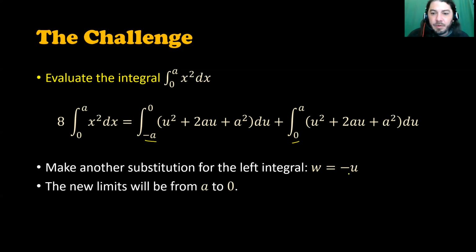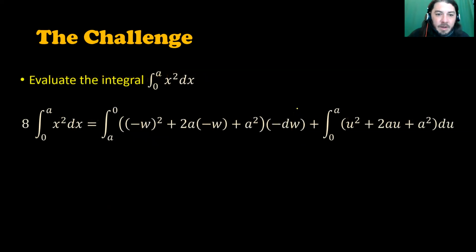Because if u equals negative a, then w would be equal to a, and if u equals 0, then w would be equal to 0. And the du will be replaced with a negative dw. So if we just do this with the left integral, here's what we get. So the u became a minus w squared, right? And then we got a minus w here, and we got a minus dw here.